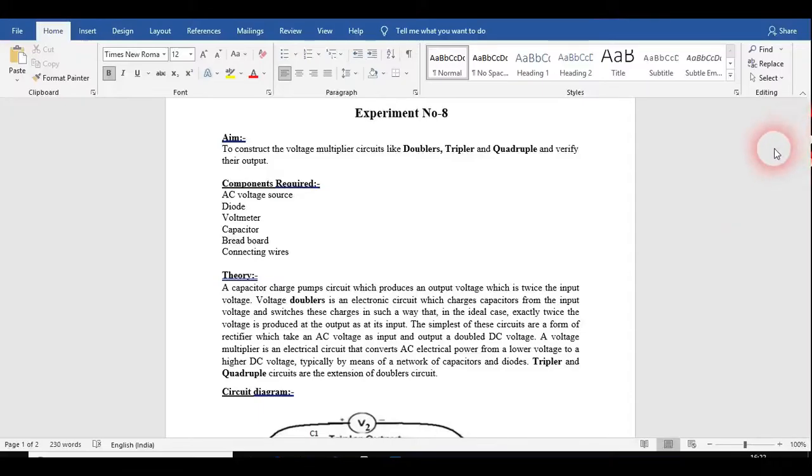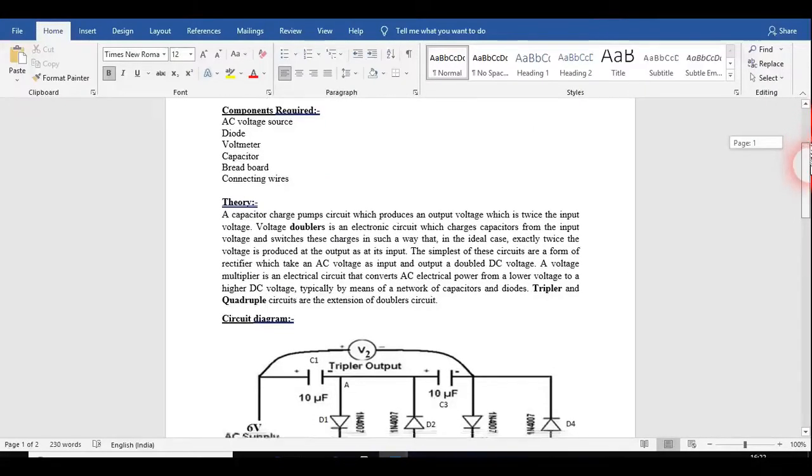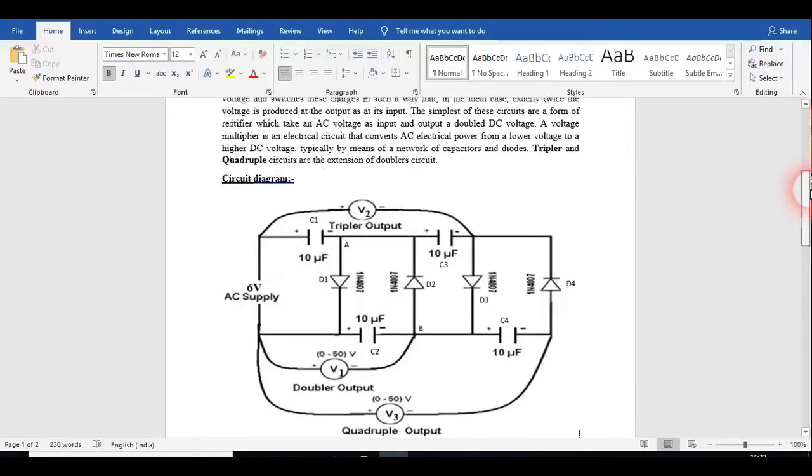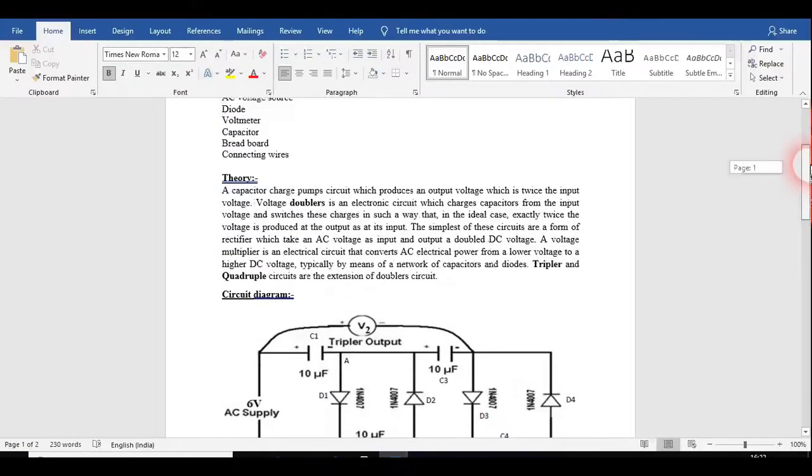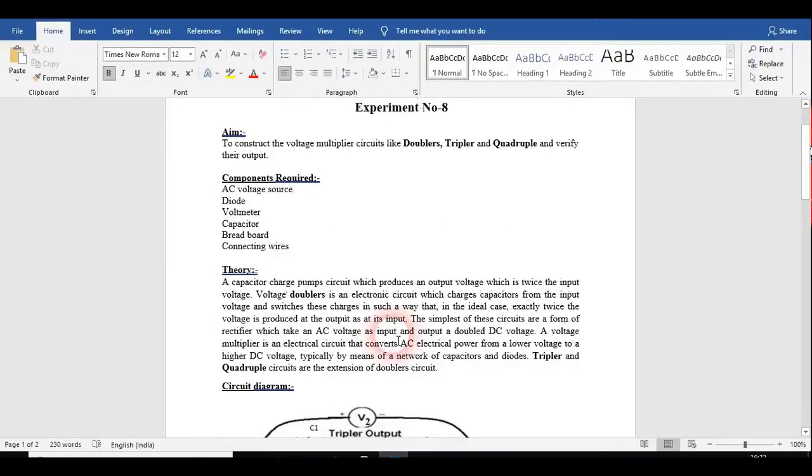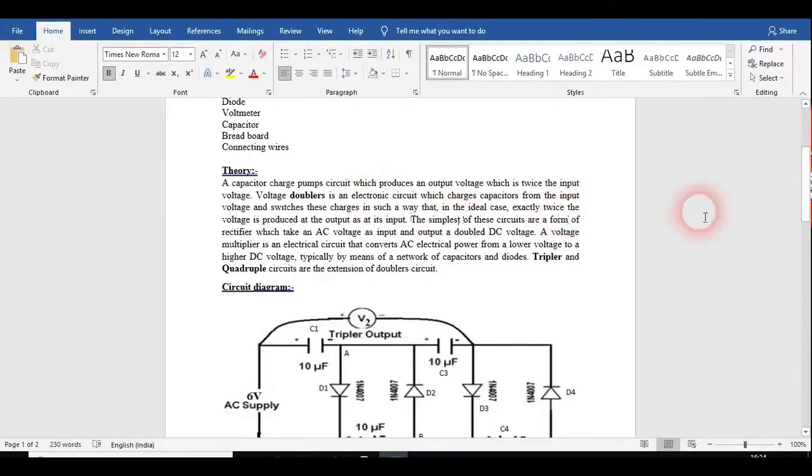So this is our circuit. You can look here. These are for doubler, tripler and quadruple output. We have made that in the same circuit. In this, the capacitor is playing the main role here. It charges and discharges so that the output becomes twice, thrice, etc. So this is simply the theory which I have written here.